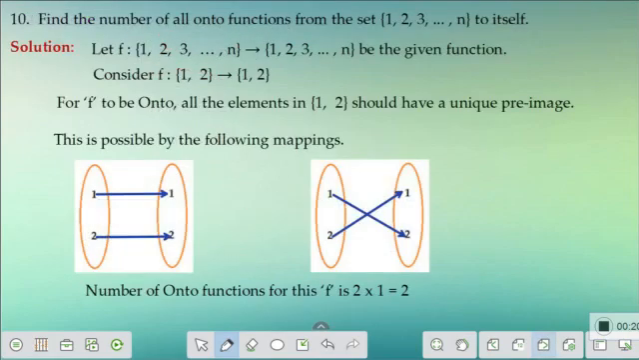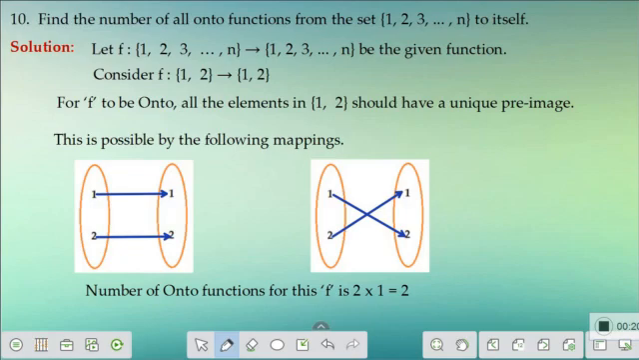Now we have one more problem in this session. Here it is, the 10th problem of the exercise. Find the number of all onto functions from the set containing elements 1, 2, 3 and so on up to n to itself. That is, function f from the set {1, ..., n} to the set {1, ..., n}. We need to find out how many onto functions are possible.